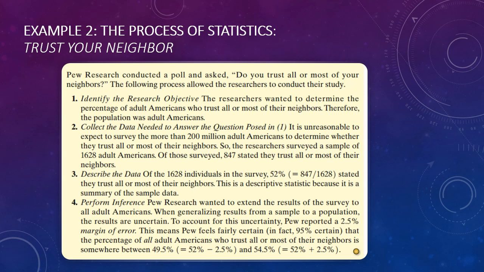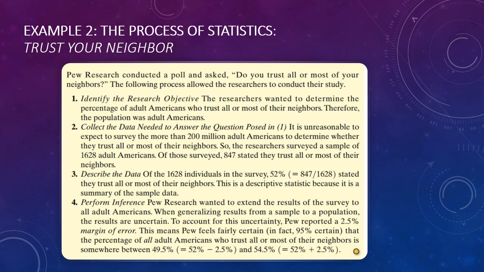The next step was to describe that data, to take that data and summarize it in tables and charts, etc., in some way that makes that data more useful. In this case, it was that 50% of the sample said that they trust all or most of their neighbors. This is descriptive statistics, because it is a summary of the sample data. The sample data would be John Doe trusts more, all or most, etc., and going down the list.